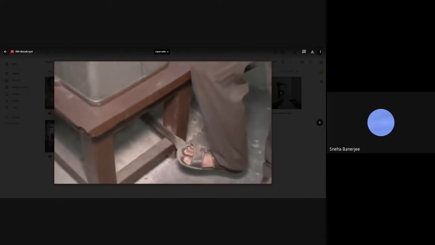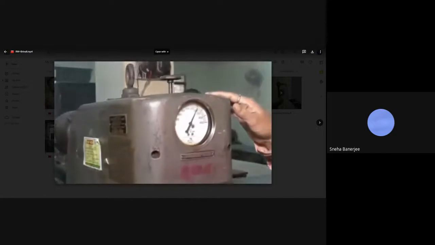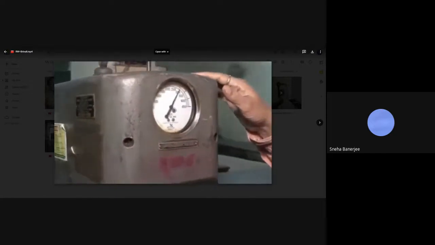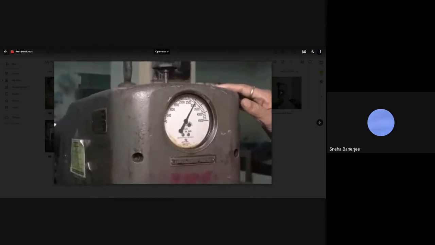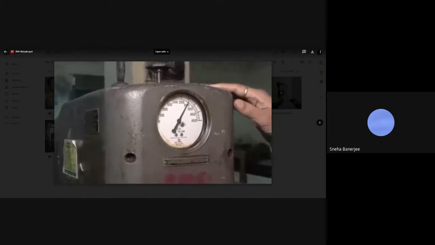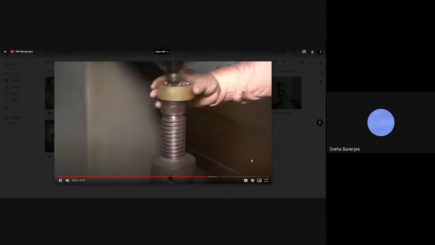The same way we are putting the load. Okay, 3000 kg of load. We are bringing it down and find out.